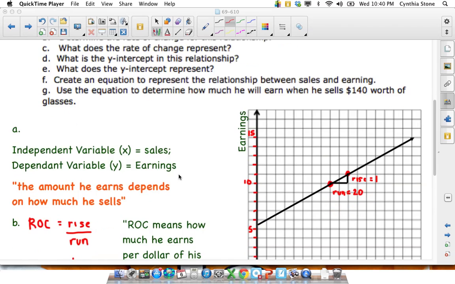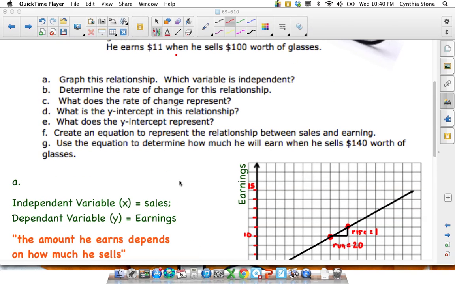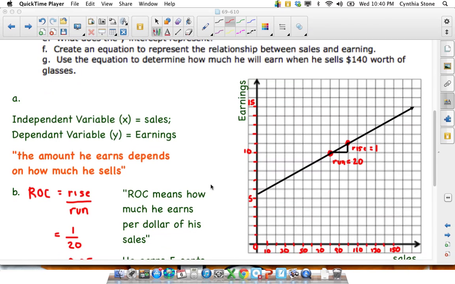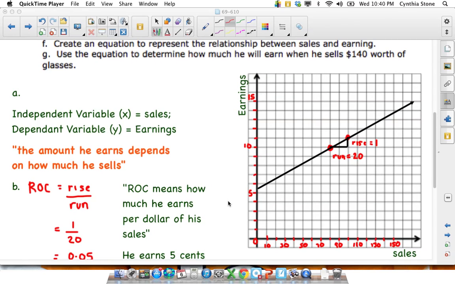Which variable is independent? And that's a tough question in and of itself. The independent variable has got to be the sales, and that's because his earnings depend on his sales. His sales don't depend on his earnings. You figure out how much he earns based on how much he sells. So I put sales on the x-axis because that's the independent variable, and the dependent variable is the earnings. So the amount he earns depends on how much he sells.